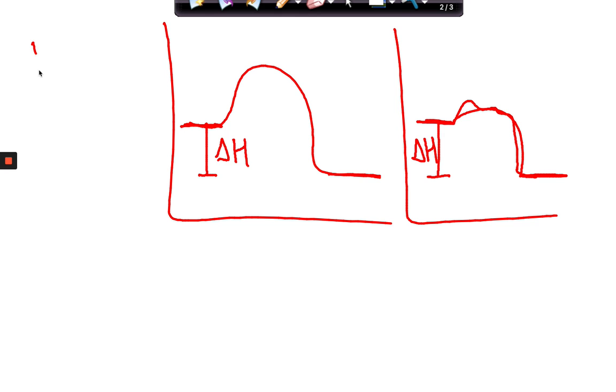So if they offered you something that looked like this, that wouldn't be it, because that's a different reaction. It's not starting and ending at the same place.